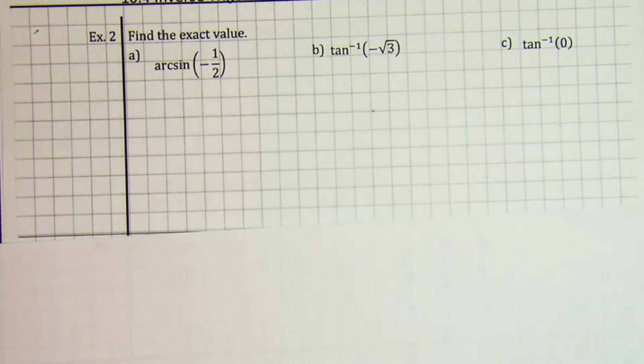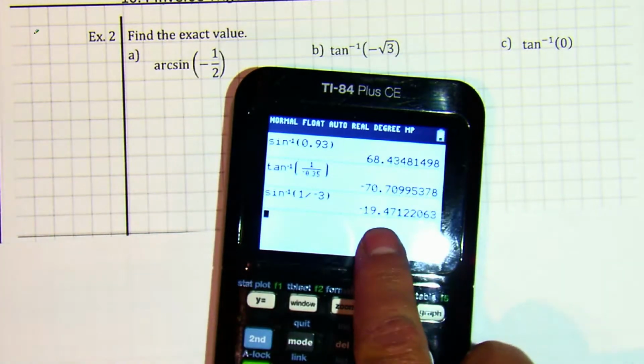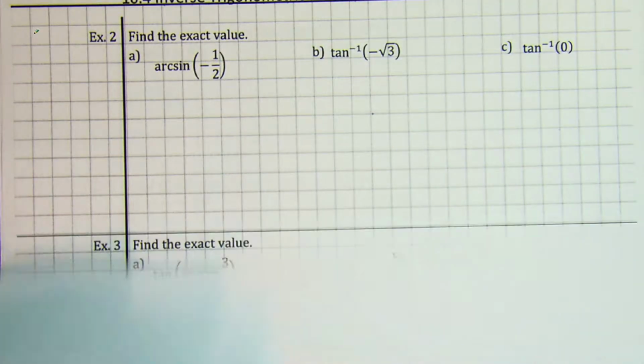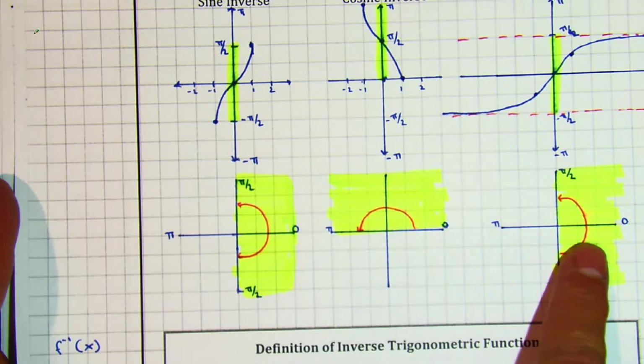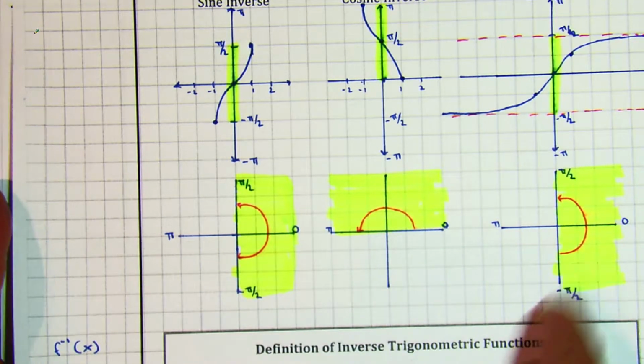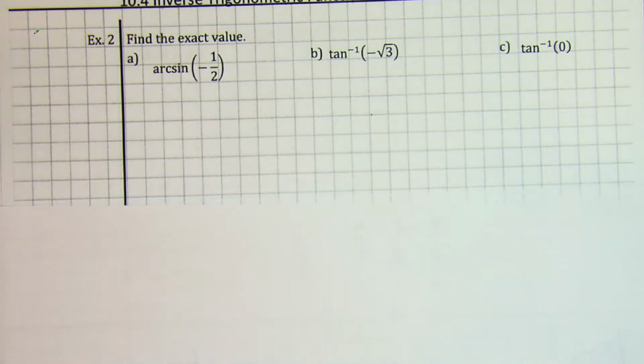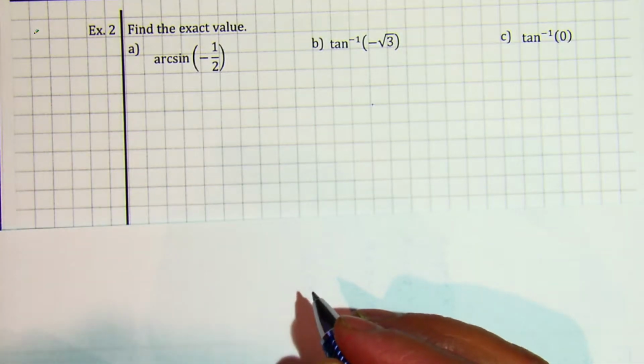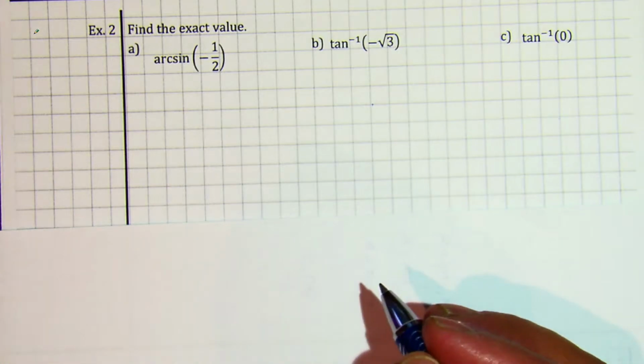Find the exact value. Now, when we're using a calculator, we are using an approximation, and there are certain values that we know, and that is when we are going to be using this part of the notes. Example number 2a. Go and copy it down. If you need more time, pause it, and we'll continue.